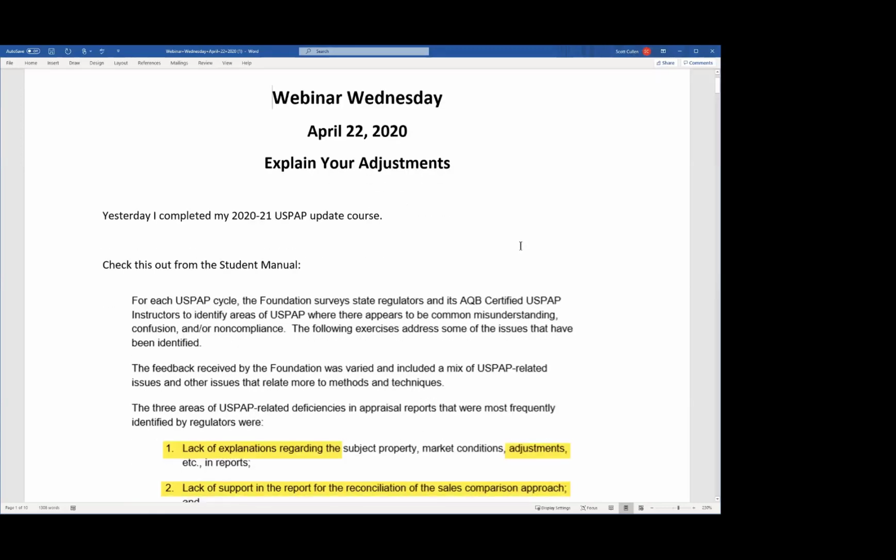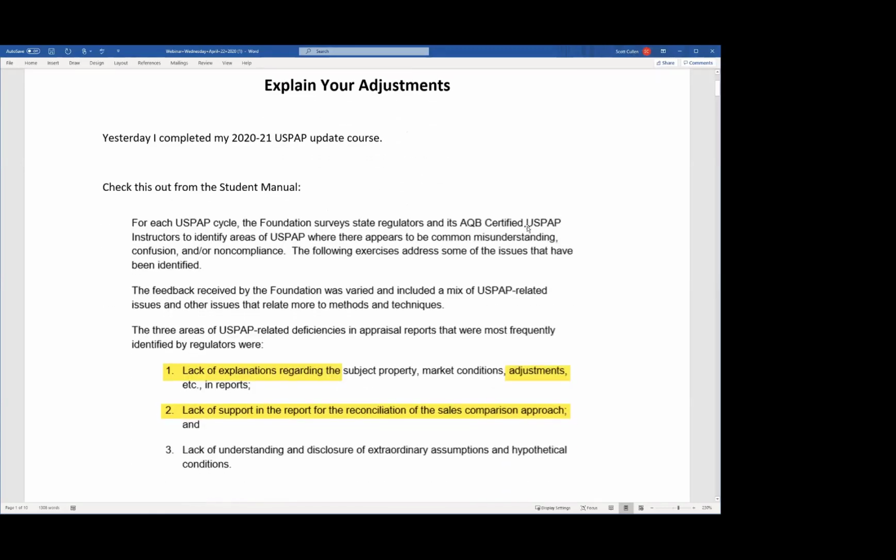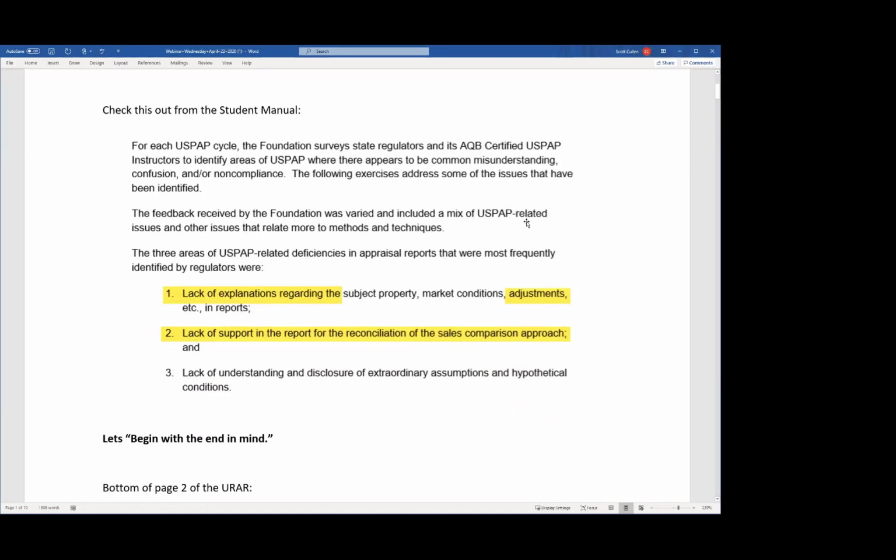So here's what we found in the student manual. This was kind of interesting. In each USPAP cycle, the foundation surveys state regulators and the certified instructors, and we've got several certified instructors that use Soliman. But they looked at what were the most common misunderstandings, confusion, or non-compliance in USPAP over the last cycle. And that's what they patterned the student manual after. They want to educate people.